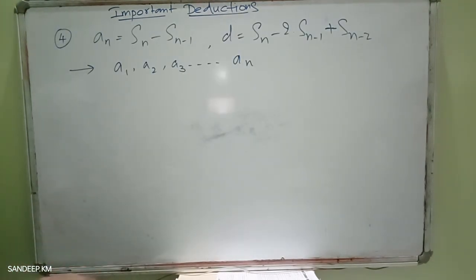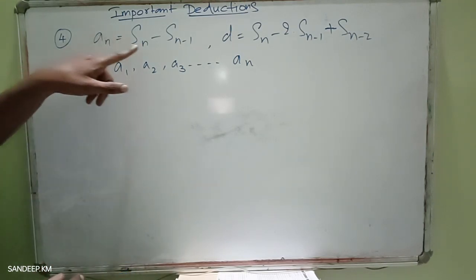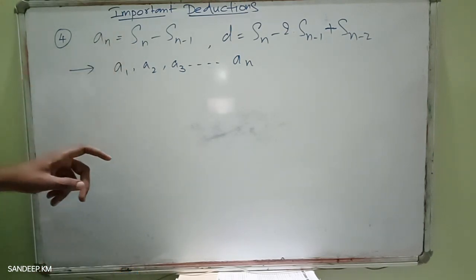The next important deduction, we generally use it in some of the problems. Nth term in terms of sum of n terms. So what is it?